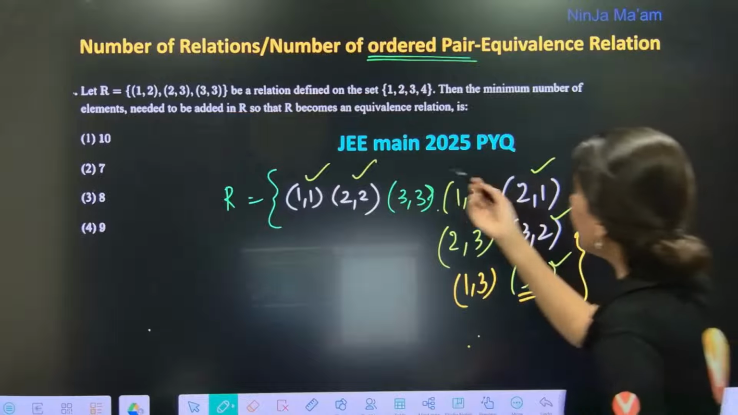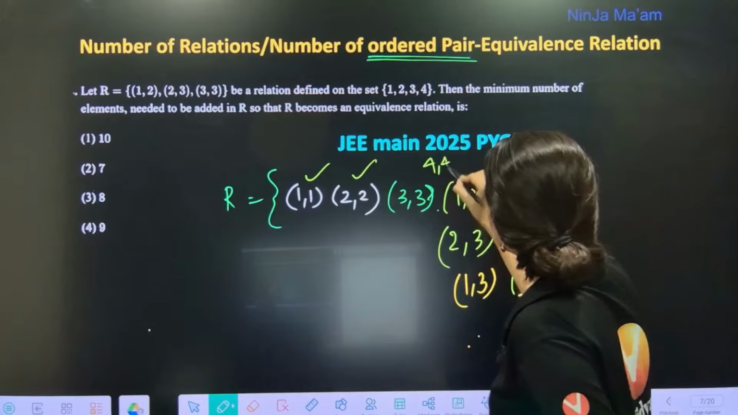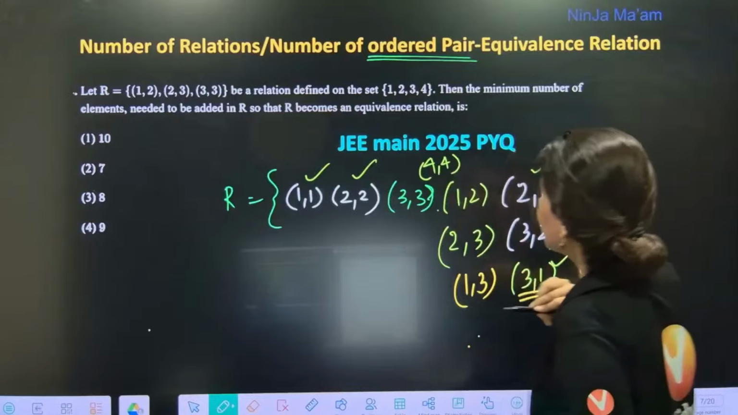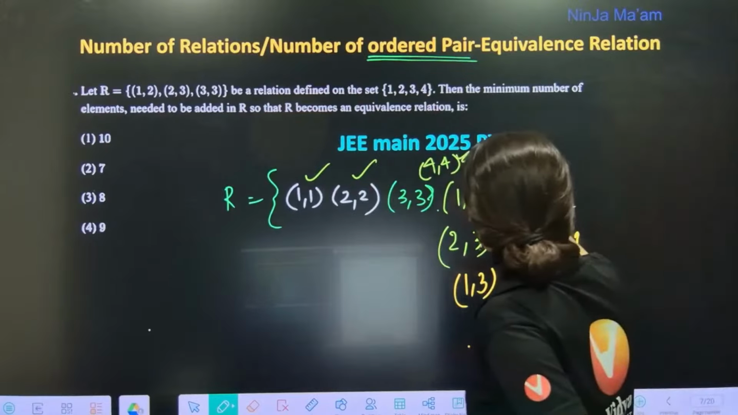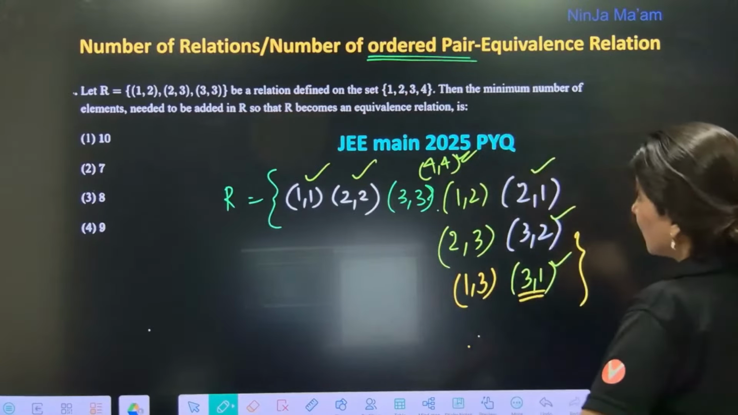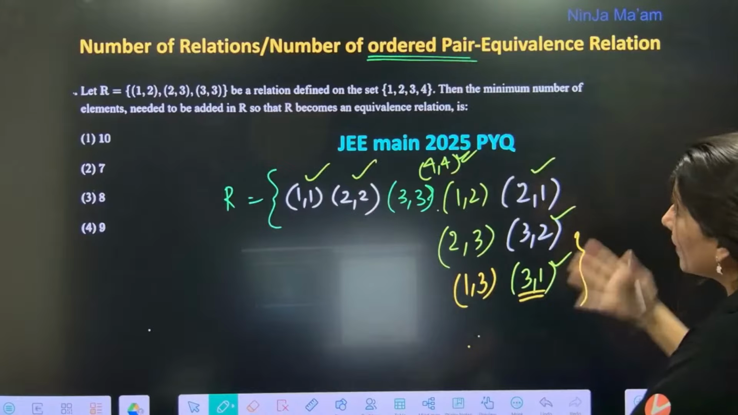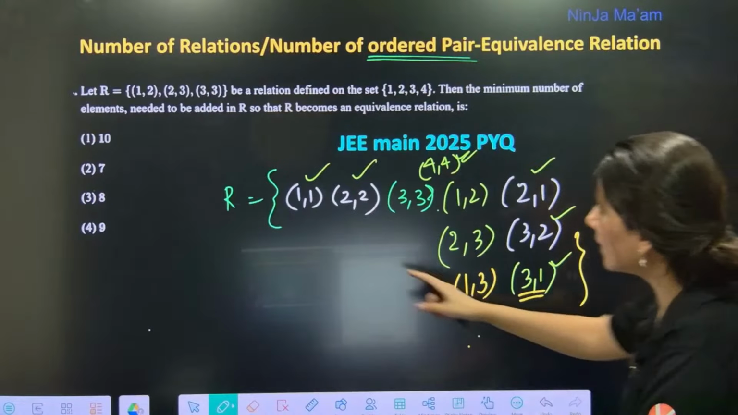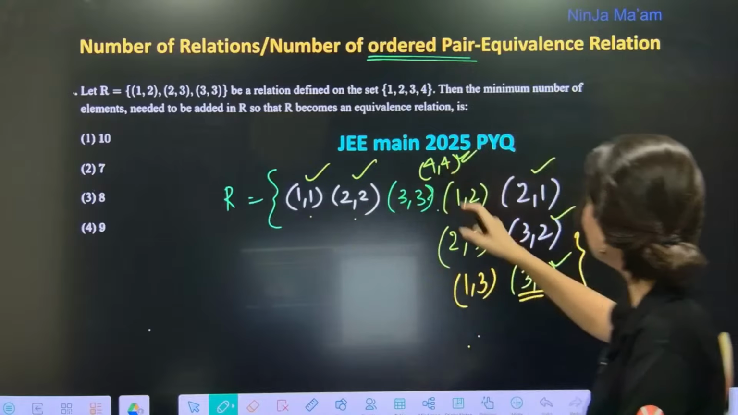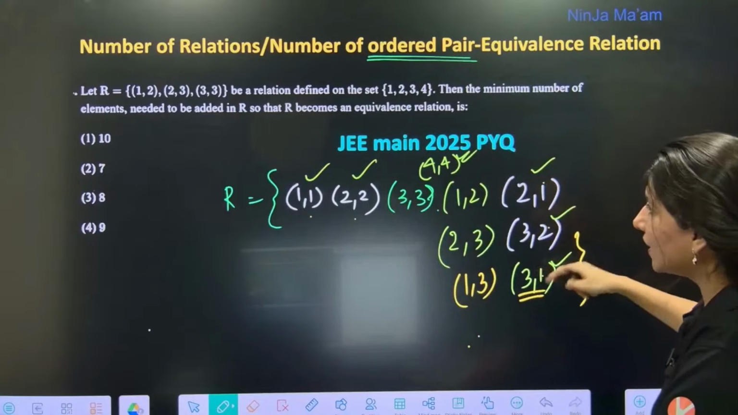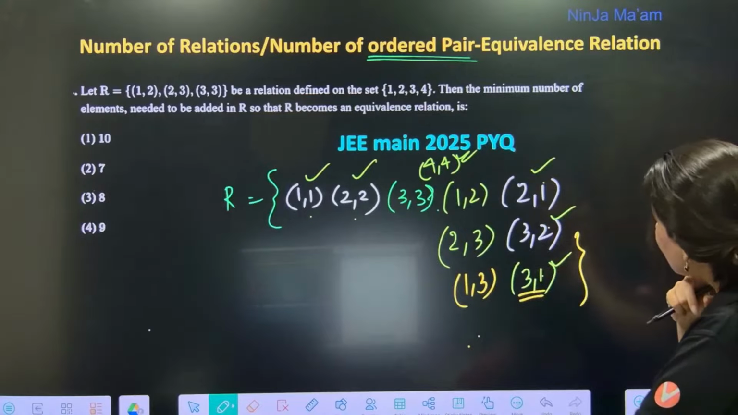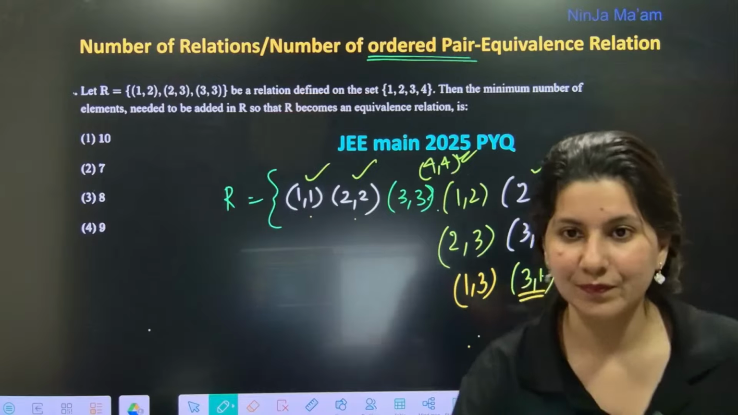Okay, sorry. Where is (4,4), my dear students? 4 is also there. Oops, I forgot. (4,4) is also added. So if (4,4) is also added, there is no 4 over here. So now it is going to be what? 1, 2, 3, 4, 5 and 6. Tell me.